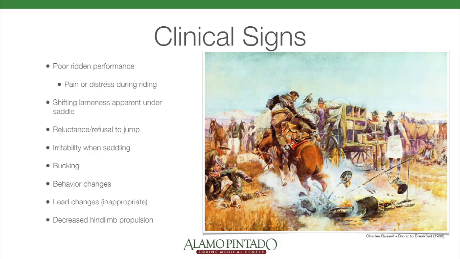It's mostly behavior issues, reluctance, refusal to jump, irritability when saddling. So horses that are really nice, easygoing, sometimes as you're cinching them up or tightening the girth, they get irritable. They may reach back and kind of bite at you. Just these things that are abnormal. And then there's obviously bucking, having issues swapping leads inappropriately, decreased hind limb propulsion. So all kinds of different clinical signs that go along with this.